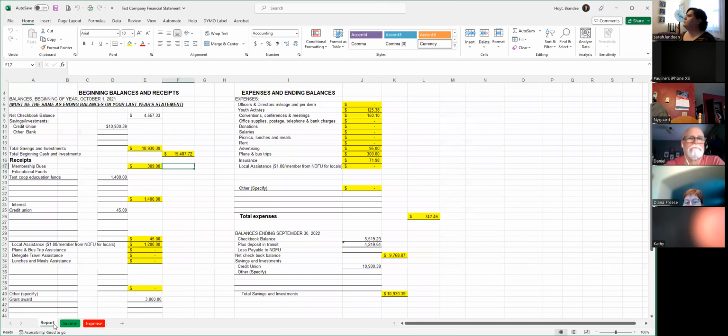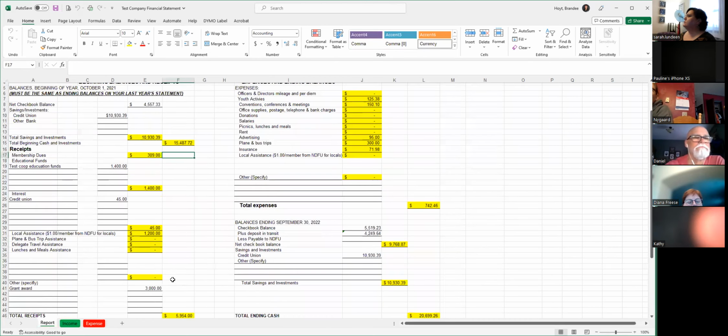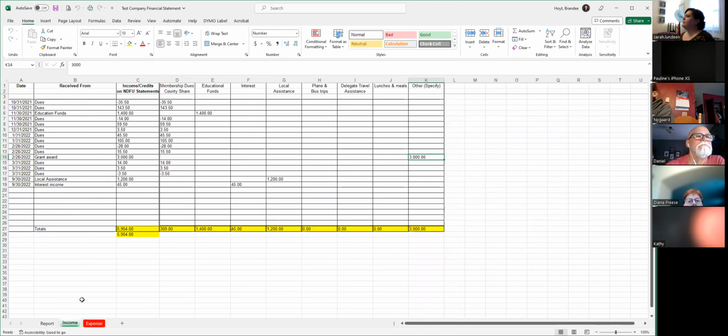So then if we flip back to the front, to the main report page, you can see the education funds. The interest due I put in here is just $45. So this is what you would get on your monthly bank statement. That's usually the interest that you're going to be earning there.